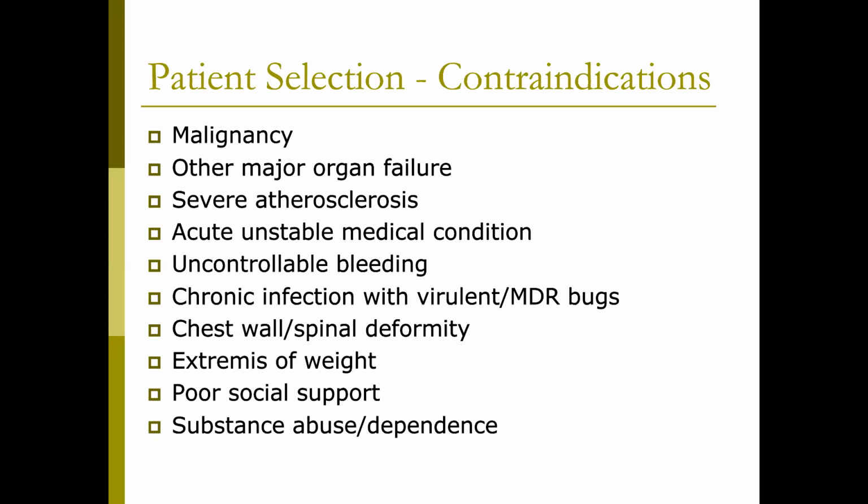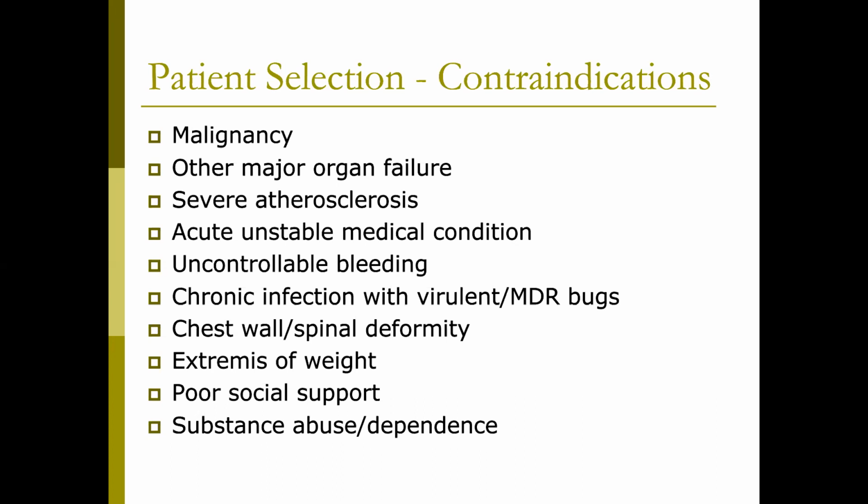And most of these make sense as we go down the list of absolute contraindications, things like uncontrollable bleeding. How are we going to put that through a major surgery? Chronic infection with virulent or multi-drug resistant organisms. Obviously, after lung transplantation, we receive heavy doses of immunosuppression, so infection is a big no-no in that situation. Chest wall or spinal deformity is going to be another big one.